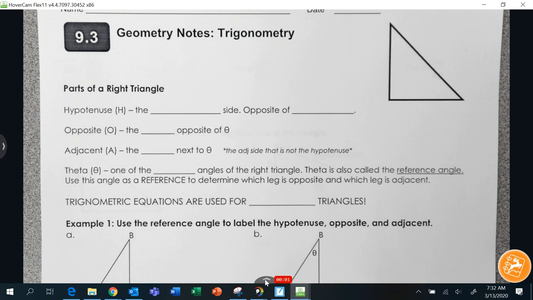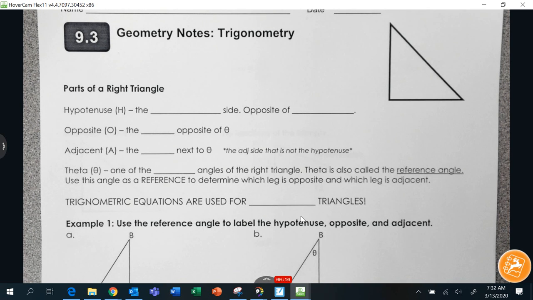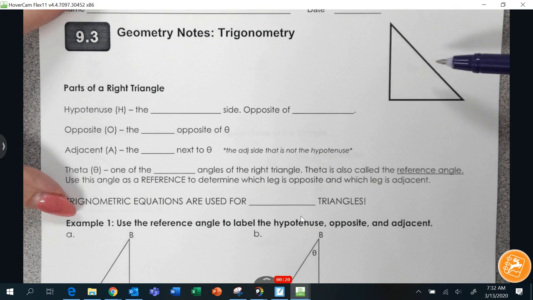Good morning, geometry mathletes. We are going to learn section 9.3, trigonometry. This is something that's super important through geometry, algebra 2, and I use it so much in pre-calculus or the trig class. It all has to do with a right triangle.